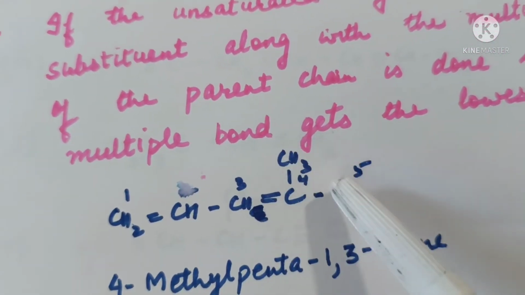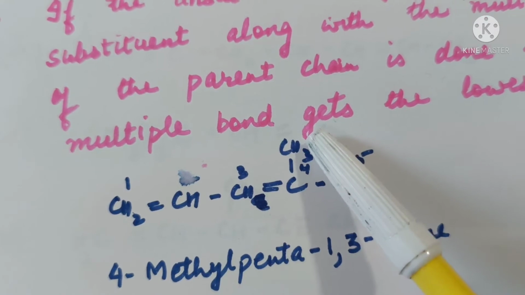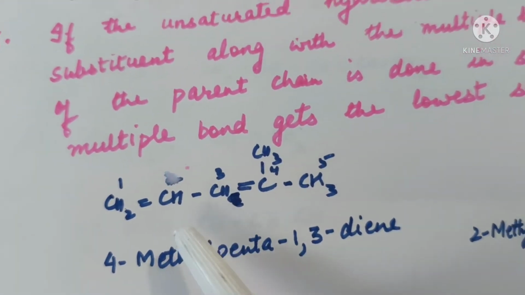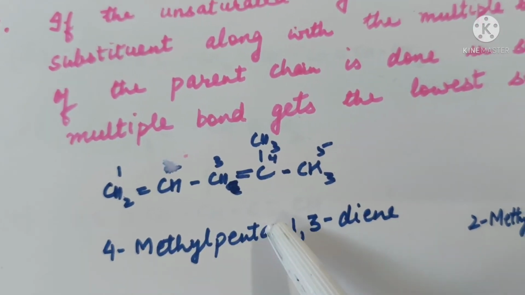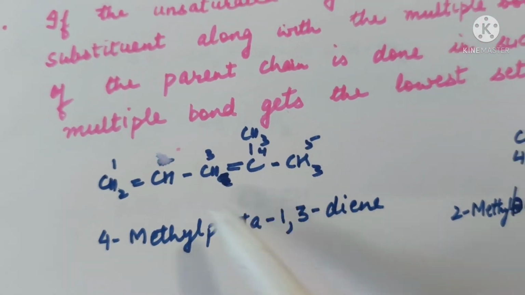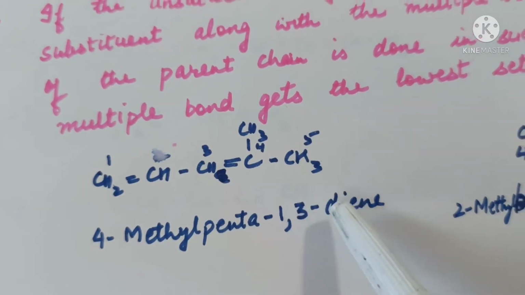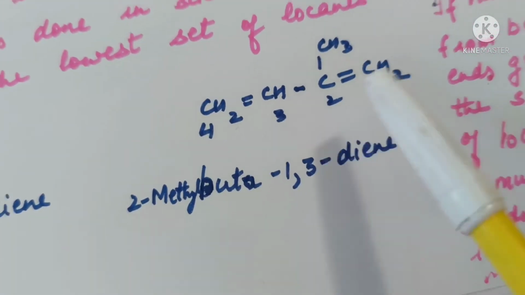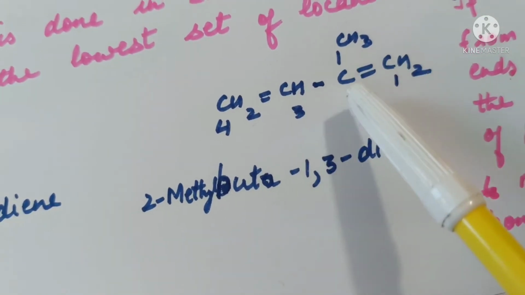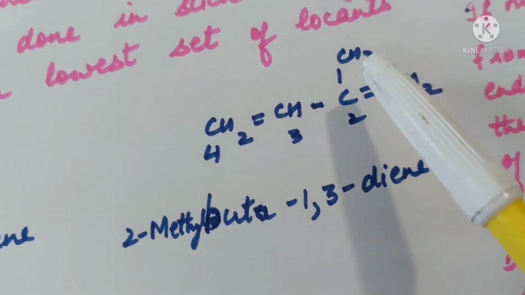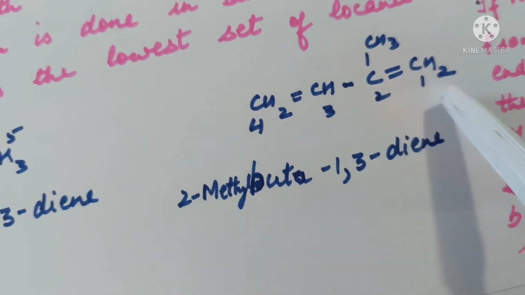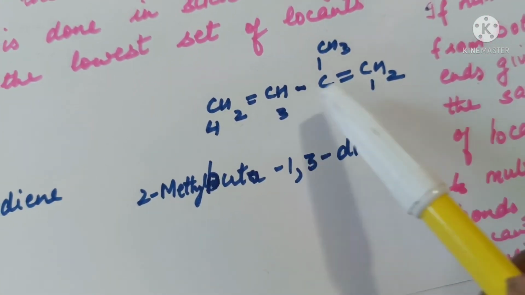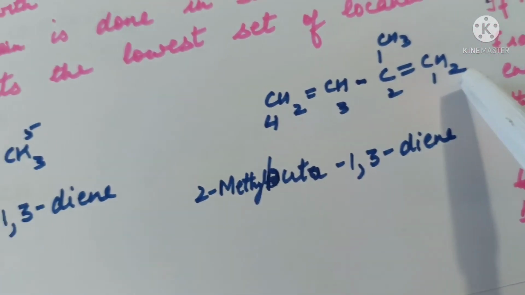We name the substituent first, so 4-methyl, then a 5 carbon compound, so pent, because there are 2 double bonds, so penta-1,3-diene. If the double bonds get equal position from either end, then we begin the numbering from that end which is closest to the substituent. So the name will be 2-methylbuta-1,3-diene.